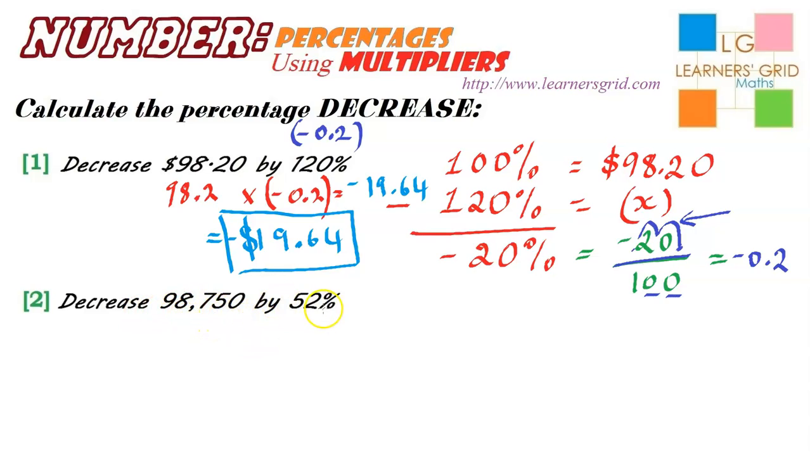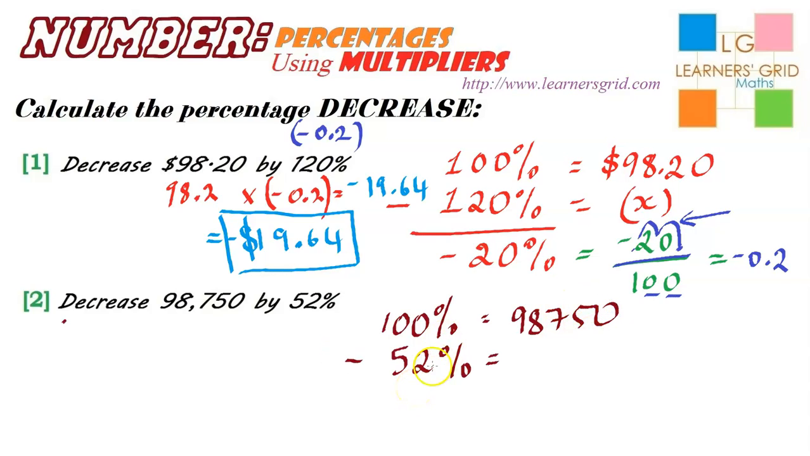98,750 by 52%. So again, we have to focus on the percent to start with and turn that into a multiplier. So again, let's think about what all this means. If we have 100%, what do we have? Well, we have 98,750. We're going to subtract 52% from 100% because we've been asked to decrease by 52. Now, we don't know what 52% is just yet. We're going to figure that out very shortly. But if I subtract 52 from 100, I get 48%. So all I have to do is turn 48% into a decimal.